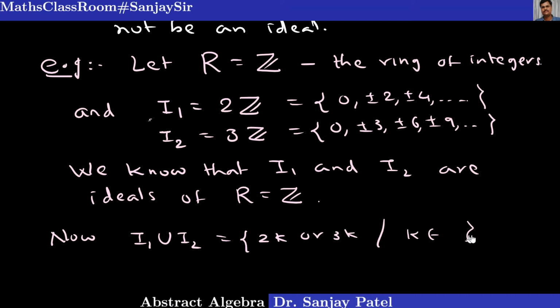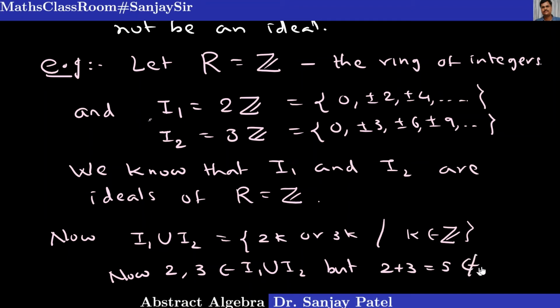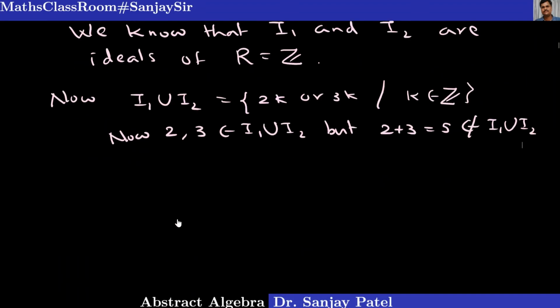Now what I want to prove is this is not an ideal. Okay, which is very, very obvious, as 2 and 3 belong to I1 union I2. Okay, you can note that 2 is an element of I1 union I2, and 3 is also an element of I1 union I2. But if you take 2 plus 3, then that is 5, which is not an element of I1 union I2. So I1 union I2 is not an ideal.